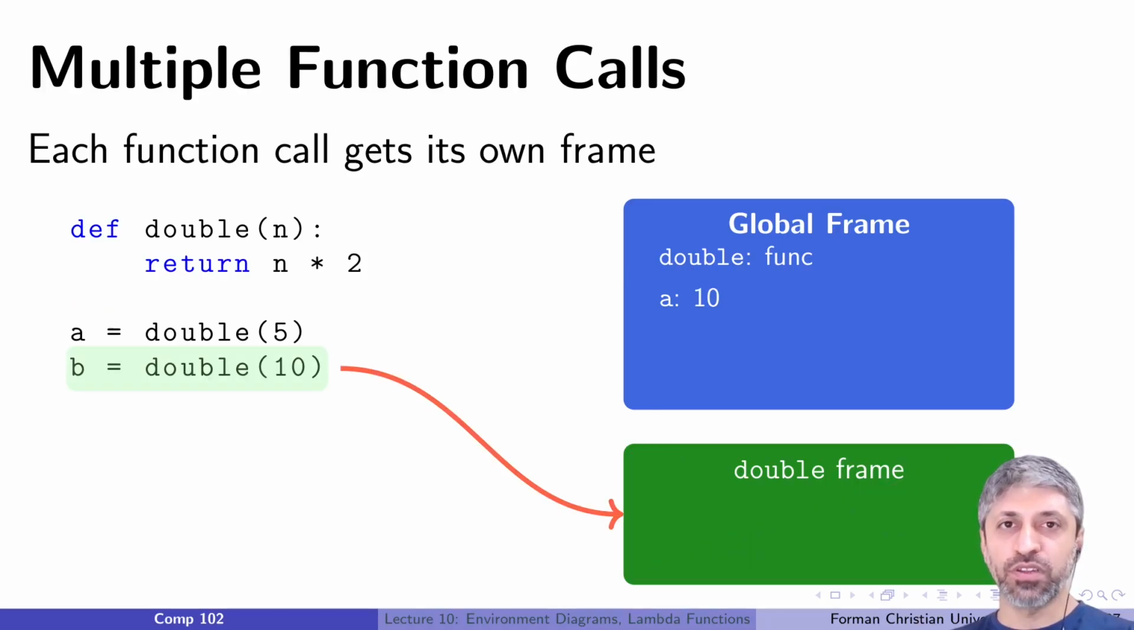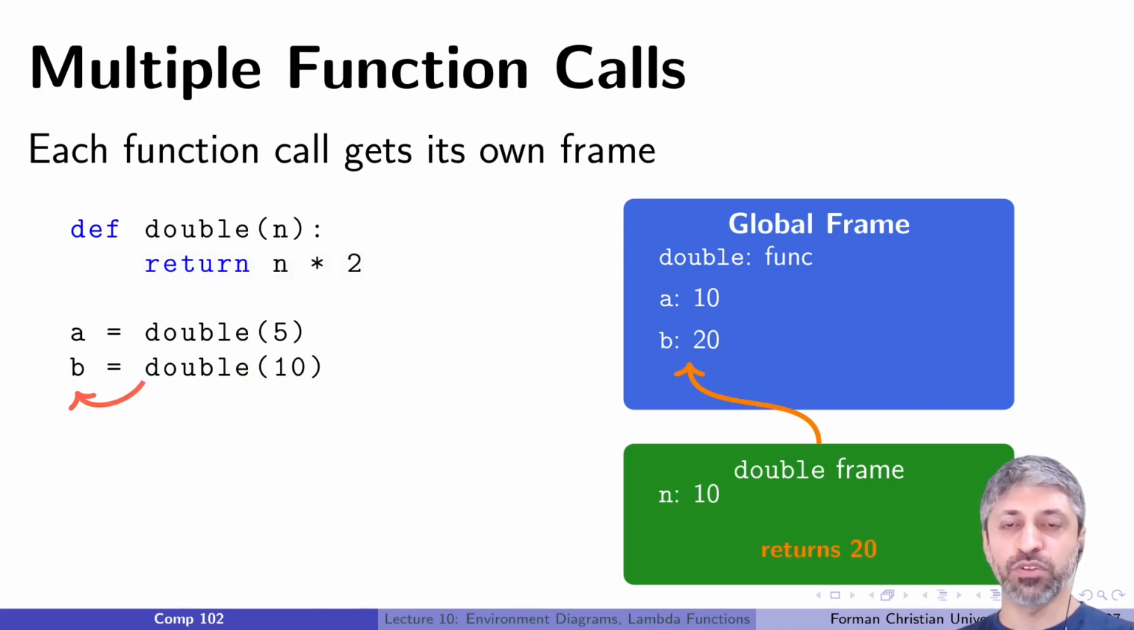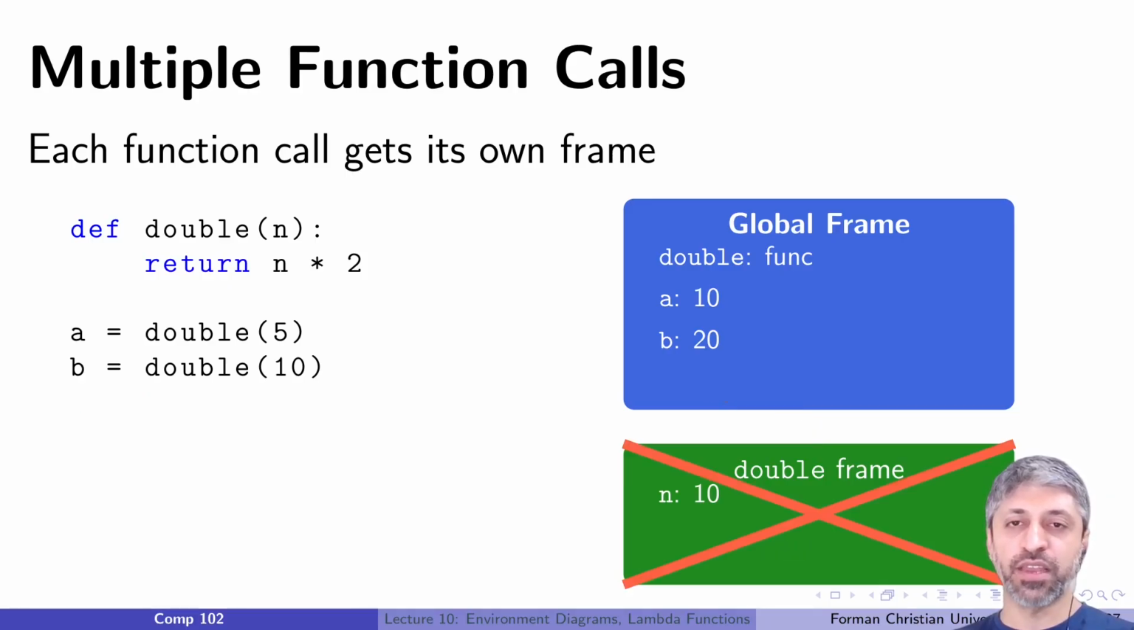Now you do the second call. The second call is going to create a brand new frame where n is 10, and in this case it's going to return 20 to the global frame, actually precisely to the variable that is inside the global frame. And then after returning, immediately that frame is going to be destroyed. So at this point you only have the global frame behind.